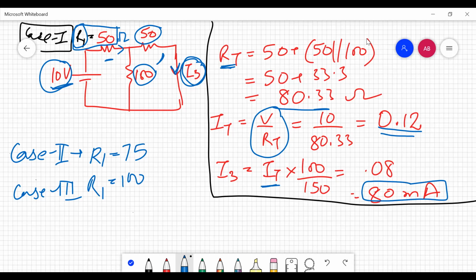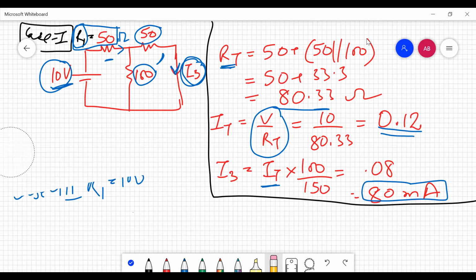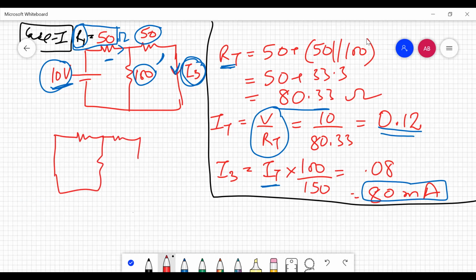So now what we are going to do is we are going to interchange our voltage source and the place where we have measured the current, in both branches. So here it is 50, here again is 50, then 100, then this is my 10 volts. And now I am going to measure I1. So as you can see, the circuit is the same, the values of these resistances remain the same.